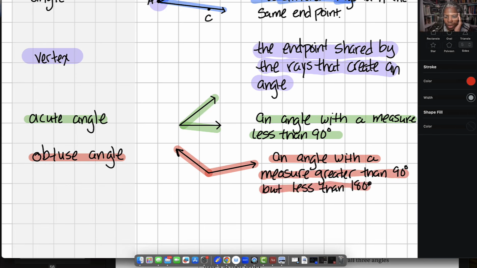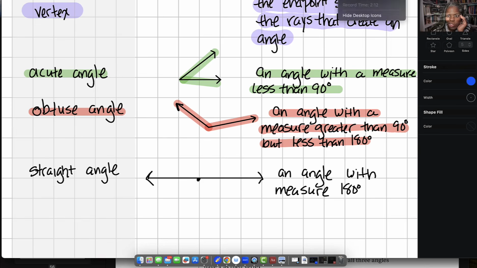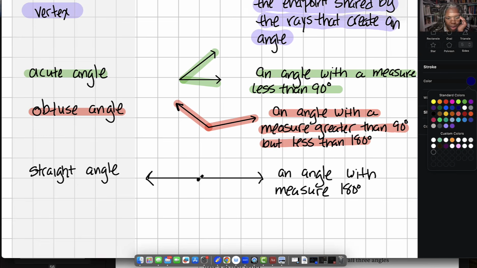We have another angle we're going to talk about, and that angle is a straight angle. A straight angle is an angle whose measure is equal to 180 degrees, and so it's often going to look like that, a straight line. That straight line with a vertex there to indicate that we're actually dealing with an angle.